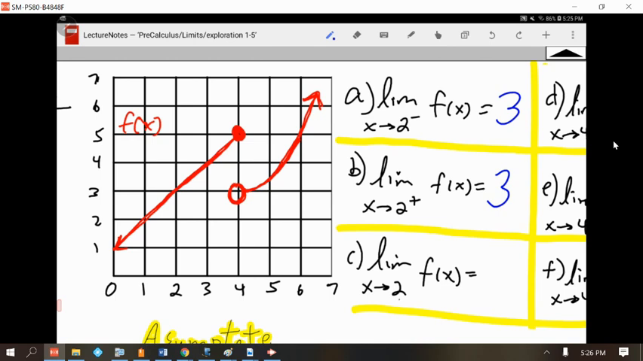You're welcome. So what is the limit as x approaches 2 from both sides? If A and B are the same number, then C is that same answer. It can't be anything different. Okay? So the limit from the left, the limit from the right equals the limit from both sides.